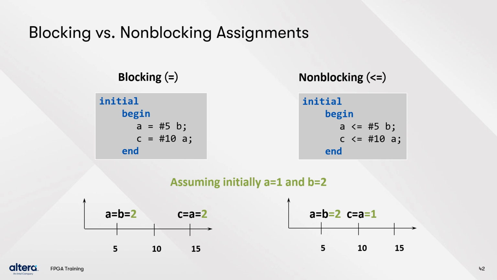In the non-blocking example on the right, the compiler schedules the assignment of A at time step 5, but then moves on to the next statement, which schedules the assignment of C at time step 10. In this case, A gets the value of B at time step 5, but C gets the value of old A at time step 10. This is because at the time the compiler is evaluating this statement, the first statement hasn't executed yet.